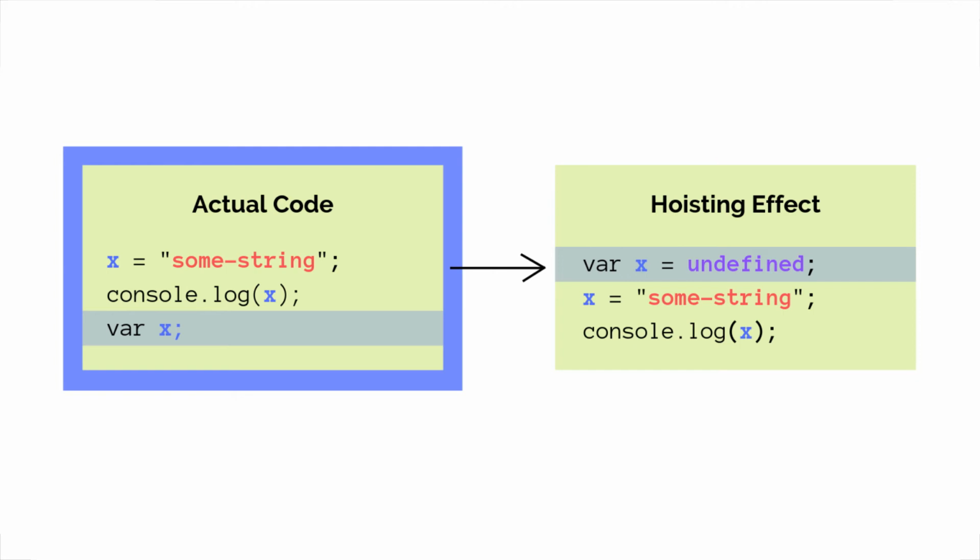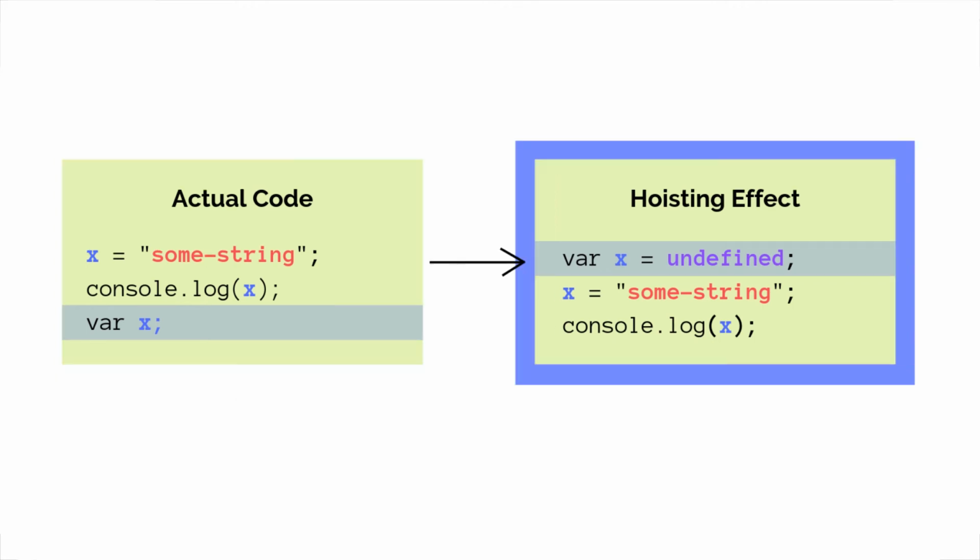When you write this code, this is what JavaScript does behind the scenes. It moves the declaration to the top of the scope, but the assignments are left in place. So if you try to print this num1 variable, even before you assign it a value, it will give you undefined. So let's give it a try.